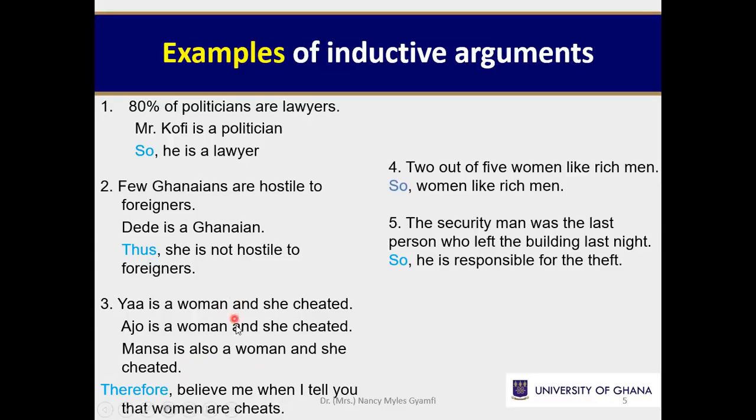Which type of induction will this be? I'm saying that it is an example of the one we call enumerative induction. You enumerate, you're counting your evidences one after the other. From Ya, who cheated, to Ajo, who cheated, to Mansa, who cheated. And this can go on and on and on.